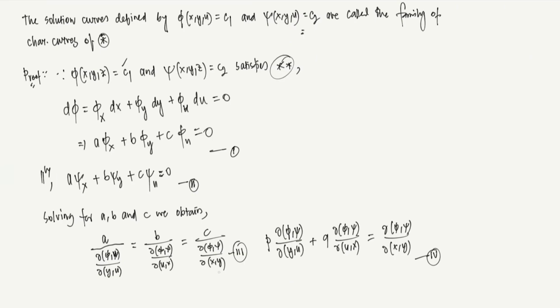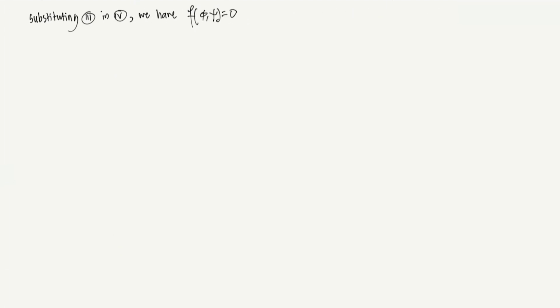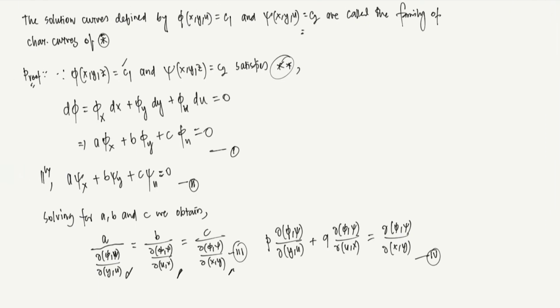Substituting 3 in 4, we have f of phi and psi is definitely going to be 0. See, this is always true. The 3 you have already got by solving 1 and 2. Once we have 3, if you substitute it in 4, what is going to happen? Essentially, A will be lambda times this particular thing, B will be lambda times this, and C will be lambda times this. If you substitute it, you end up with f of phi and psi equals 0. So this is the solution of star. That's what we wrote, star.